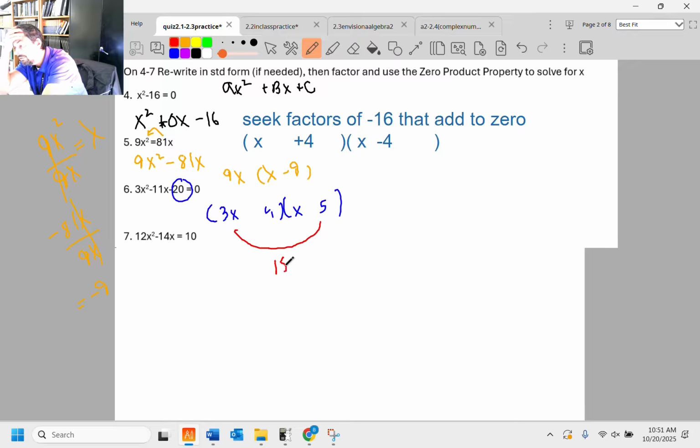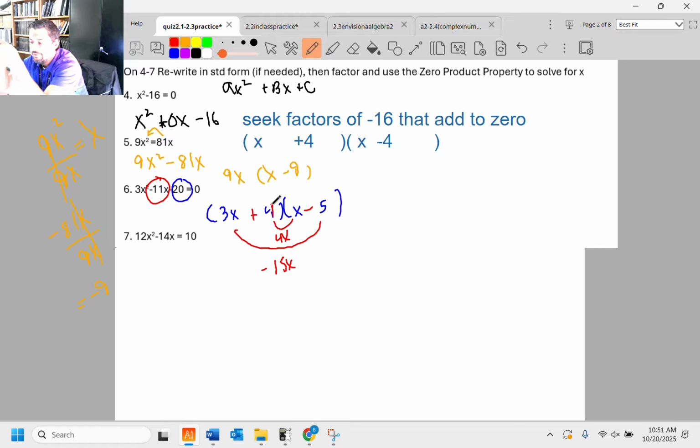5 times 3 is 15x. 4 times 1 is 4x. And think about your goal here, which is negative 11. I need the 15 to be negative, because negative 15 plus 4 is negative 11. You guess at it, check it, and if it doesn't work, switch things around.